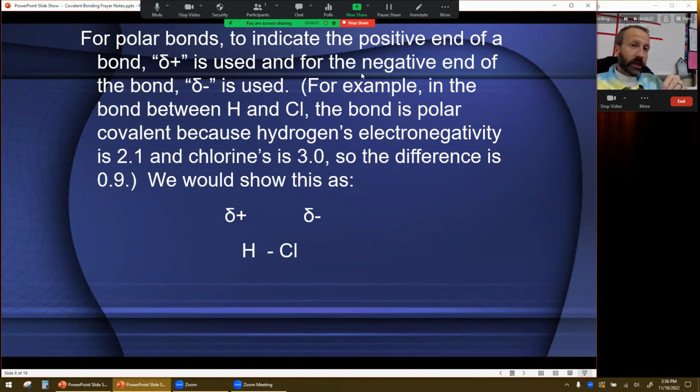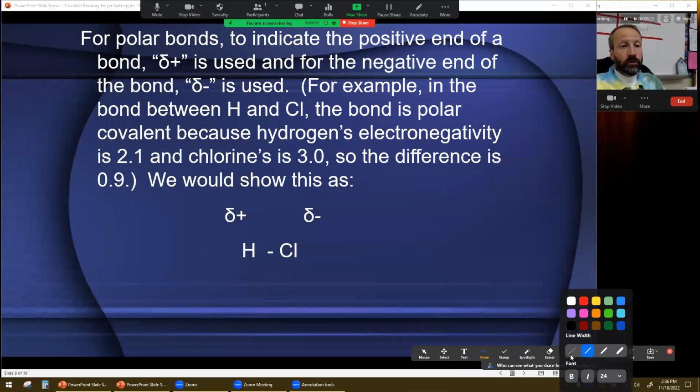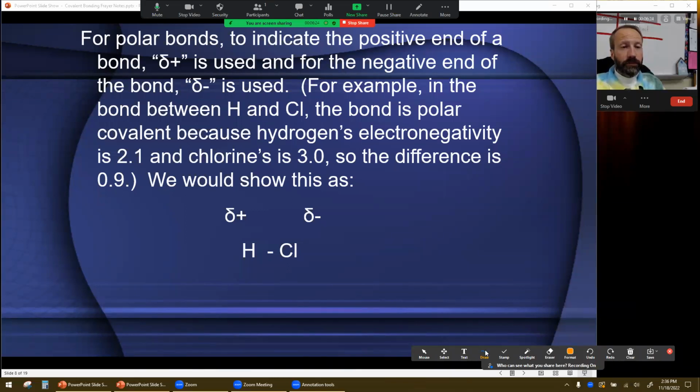We would expect if one element gets the electrons more of the time, the negative electrons more of the time, it is going to be more likely negative on that end. Now, it's not a full out negative charge like with ionic, it is just a little negative warping of the electron cloud.